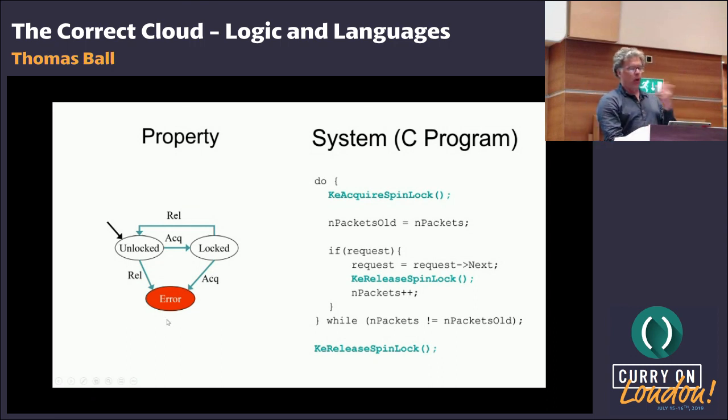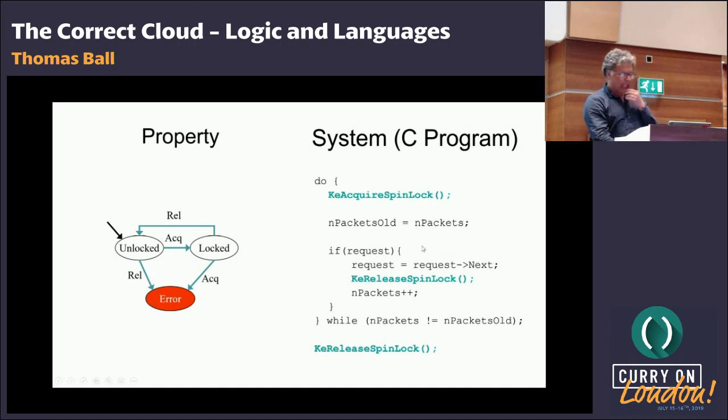And here's a C program that has acquire and release of the spin lock, which corresponds to these rel and ack actions. And it has some other stuff too. It has pointers, it has some arithmetic, and it has a conditional. So it's not immediately clear if this C program satisfies the property.